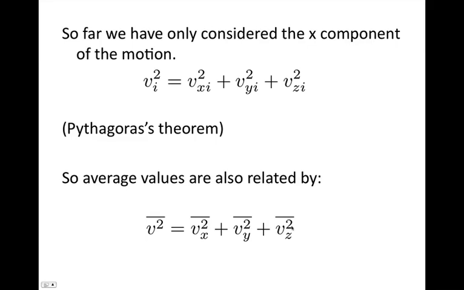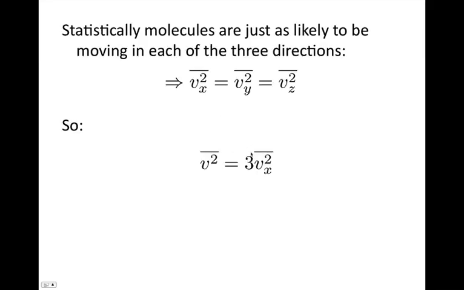When we were introducing kinetic theory, we said that we would make the assumption that the particles were moving randomly, which means they're just as likely to be moving in the x, y, and z direction, which means vx squared should be equal to vy squared and also to vz squared. So what we can do is we can replace the vy squared and the vz squared in that equation down the bottom of the last slide with vx squared. So we're adding 3 lots of vx squared. So the average velocity squared is equal to 3 times the average velocity in the x direction squared.